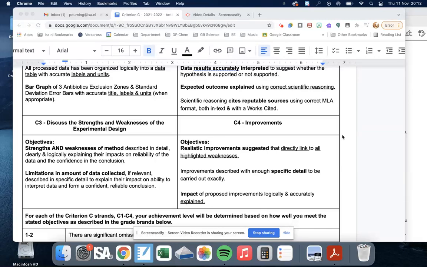So criterion C3 and C4, discussing the strengths and weaknesses of the experimental design and suggesting improvements to those weaknesses. So looking at the actual method itself, the method steps, describing which steps in detail have affected the results, and explaining the impact on the results, including whether or not you think the data is reliable or if it gives you confidence in the conclusion.